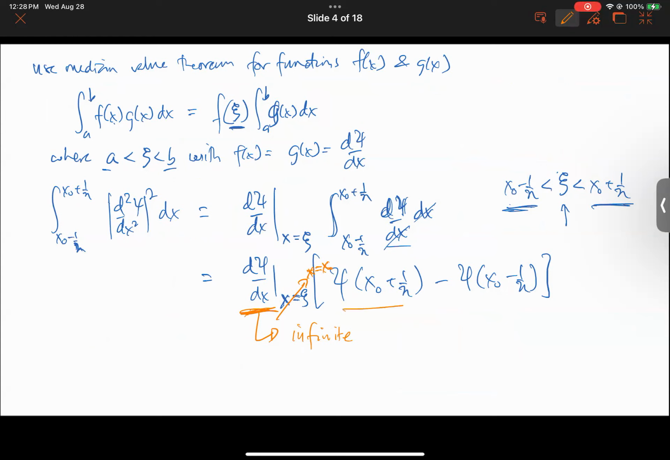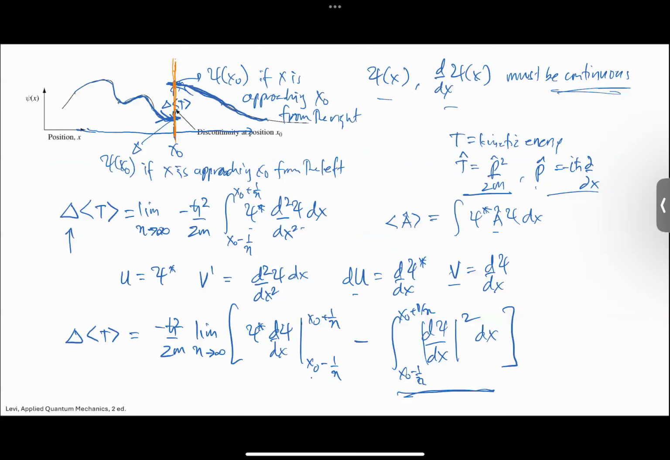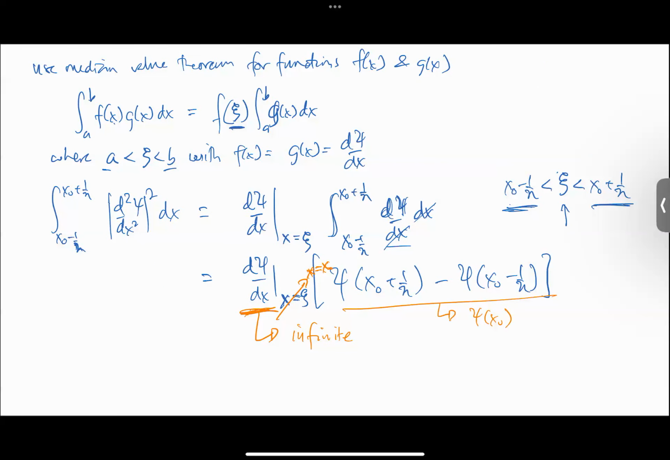Okay, this will have a finite value. If you take the limit as eta approaches infinity, then this will simply approach psi of x naught dun sa left, and then psi of x naught to the right. So meron lang siyang finite na value corresponding to yung difference ng psi of x naught dito.